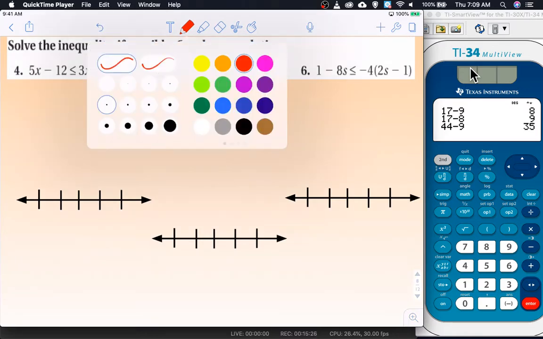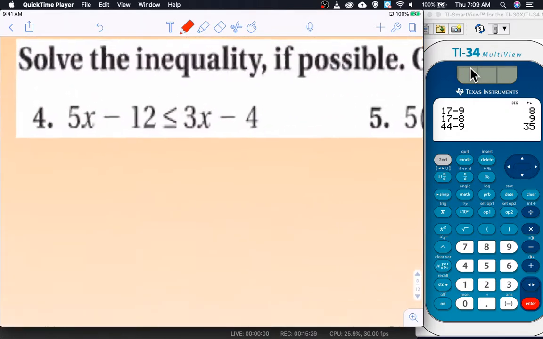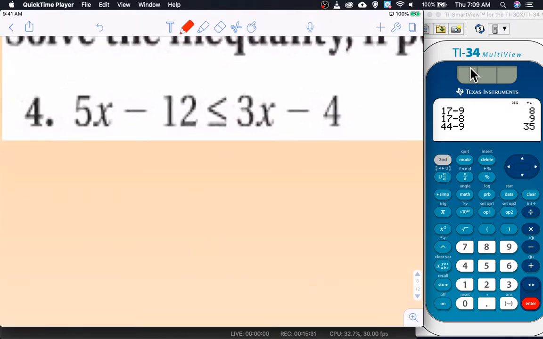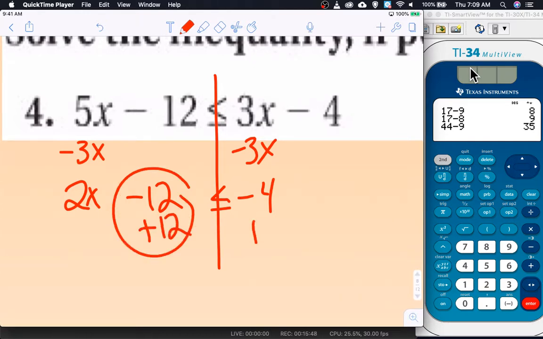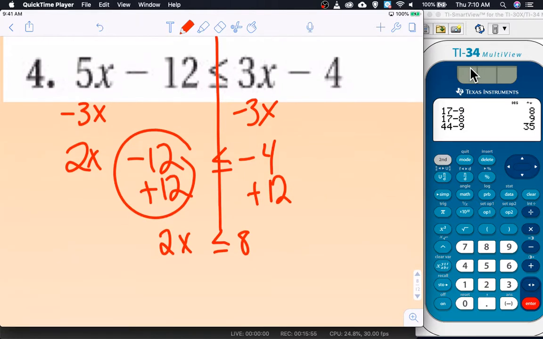All right, so I'm gonna make my marker a little smaller just because, well, these are a little bit more cramped. I've got 3 on this one page. Okay, so I'm gonna start by subtracting 3x on both sides. That gives me 2x minus 12 is less than or equal to -4. Continue solving, add 12 to both sides. 2x is less than or equal to 8. And then finally we divide by 2 on both sides, and x is less than or equal to 4.